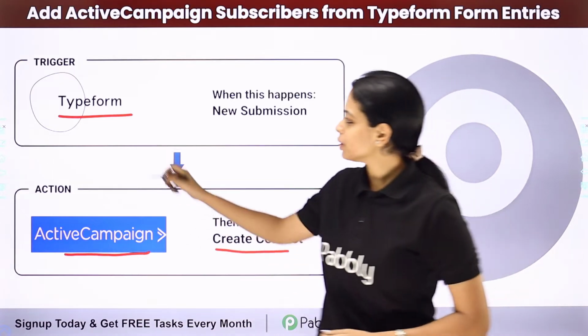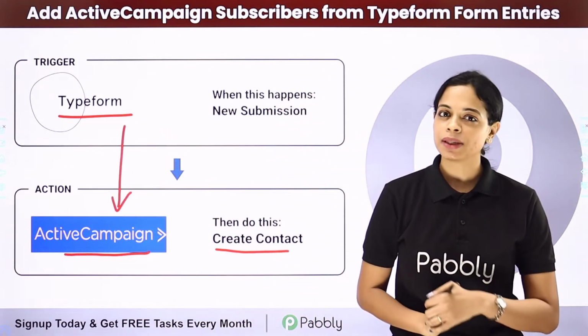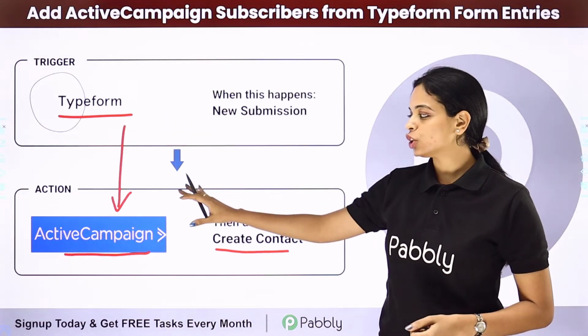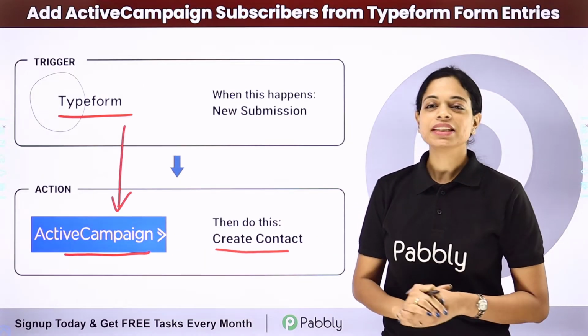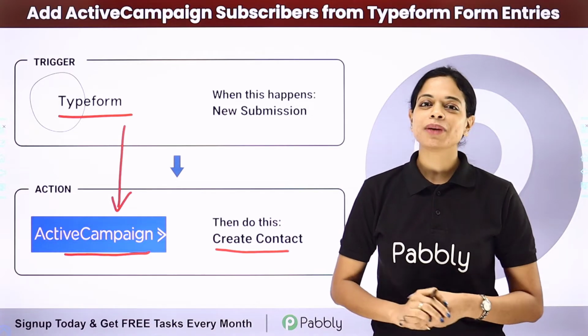For this, you will have to set up some integration between the two applications, and the same thing can be done using Pabbly Connect software. Here, your trigger application would be Typeform. Your action application would be ActiveCampaign. Now, how can you do this yourself? Integrate and automate this entire process. To understand that, let me take you to my screen.